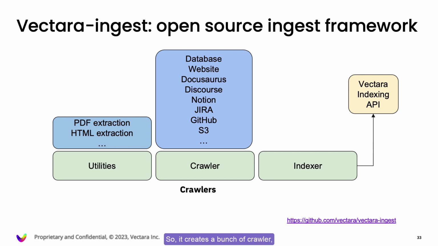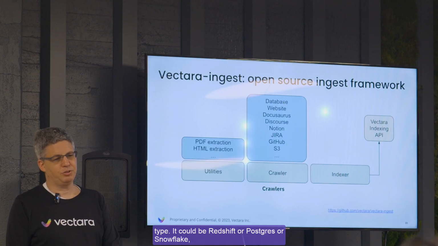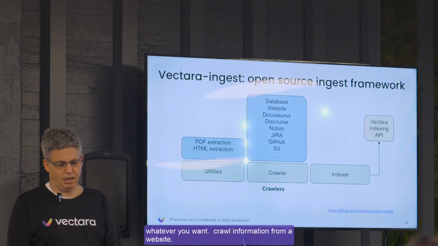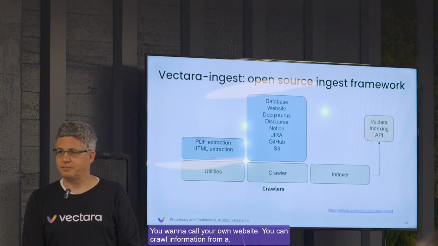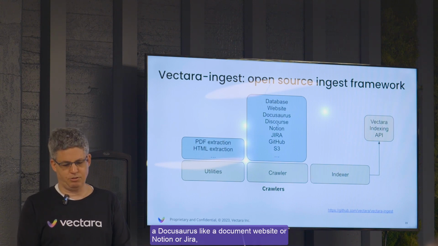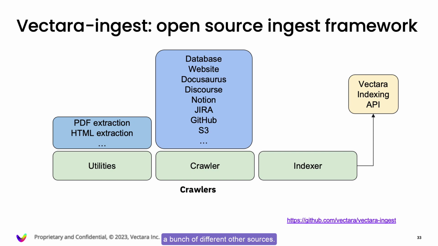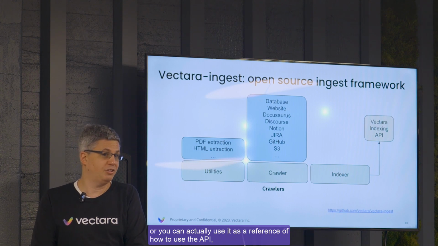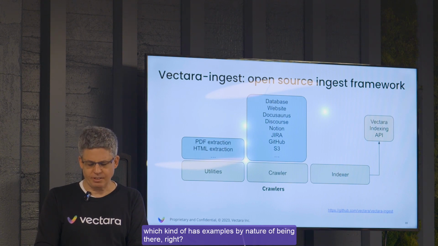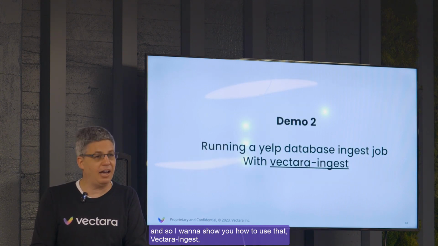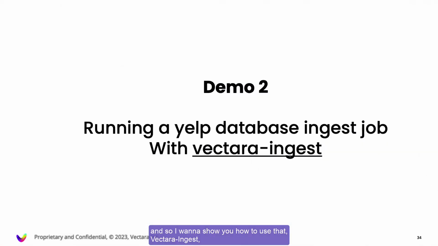So it creates a bunch of crawling software that can crawl information from a database of any type. It could be RedShift or Postgres or Snowflake, whatever you want. Crawl information from a website, if you want to crawl your own website. You can crawl information from a Docusaurus, like a document website, or Notion or Jira, a bunch of different other sources. This is useful just to use as you want directly, or you can actually use it as a reference of how to use the API, which kind of has example by nature of being there, right? And so I want to show you how to use that, Vectara-Ingest, very quickly.